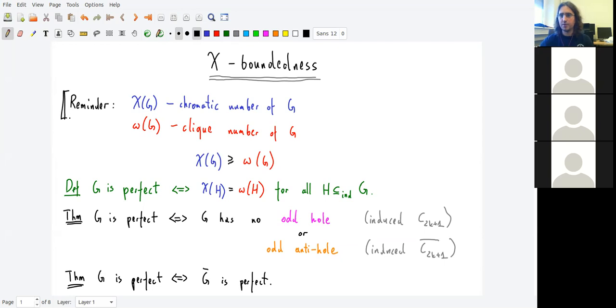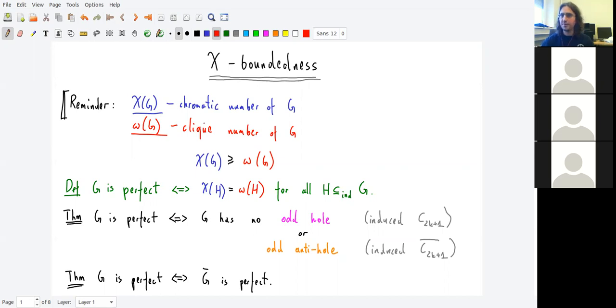Perfectness and chi-boundedness as well is about understanding the relation between two important parameters in graphs. One is chi of a graph, the chromatic number of a graph. So this is the minimum number of colors that you need to properly color a graph, where proper coloring is a coloring where every pair of adjacent vertices receive different colors. The other parameter is the clique number of a graph, which is just the maximum size of a clique in a graph, a set of vertices that are pairwise adjacent.